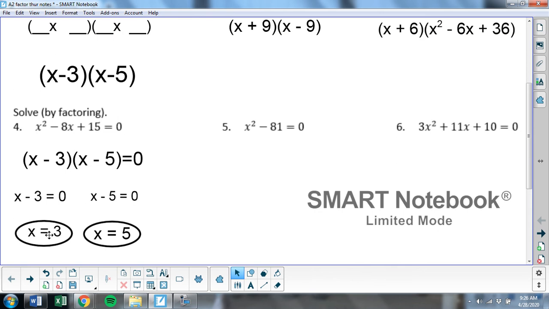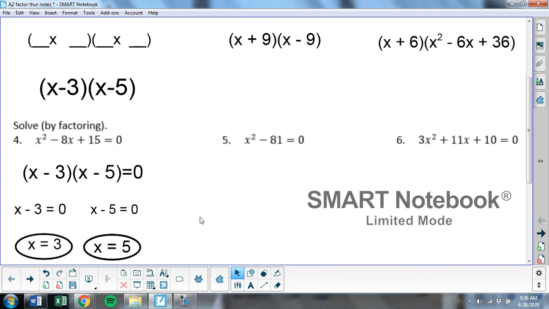And you can always check your answer. So if I plug this 3 in here for x here and here, I will get 0. If I plug in 5 for x here and here, I will get 0. That's how you can check your work. This was what we mean by solve. Take your factors, and then it's equal to 0, so then we can solve and find what x is.